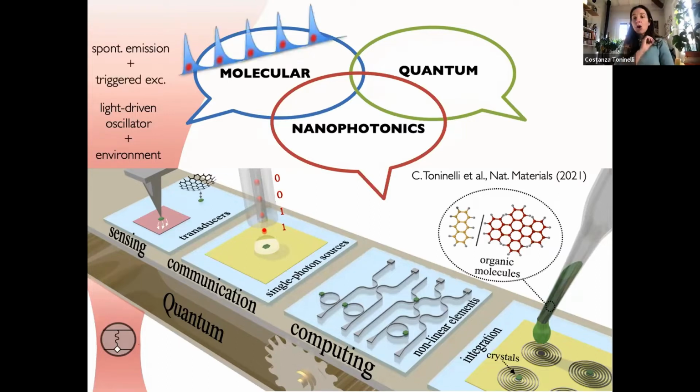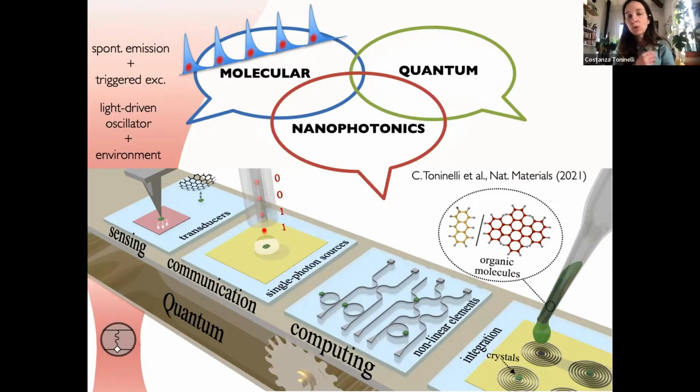The possibility of isolating this quantum emitter, in particular in the solid state, allows us to transform, if you want, a laser beam, like classical light, into an exquisite quantum state of light. And that is a single photon Fock state.